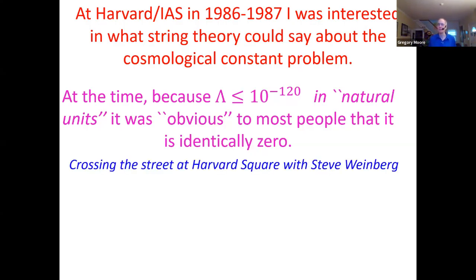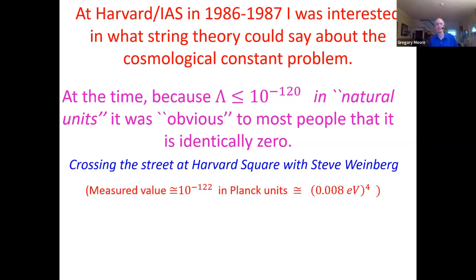Another flashbulb moment is when I was crossing the street at Harvard Square with Steve Weinberg. He told me he didn't think the cosmological constant was zero, and he was writing a review to explain why. I thought he had gone crazy. However, the measured value of the cosmological constant is 10 to the minus 122 in Planck units.